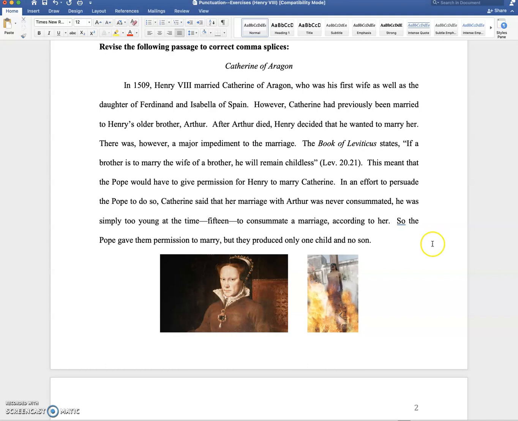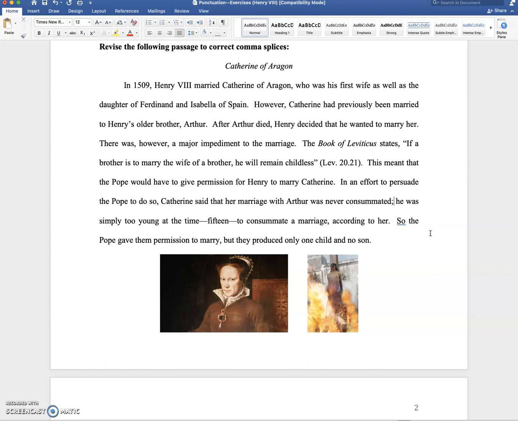And lastly, we have a comma splice right here, because this could be an independent clause, right? It can stand alone, and so could that. So we need to put, I'm going to put a semicolon there. We could do a period there, but that fixes the 3 comma splices in that passage in order to review that important rule.